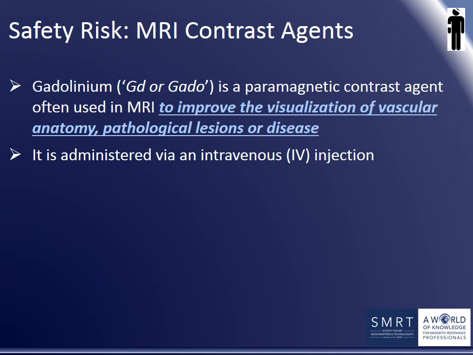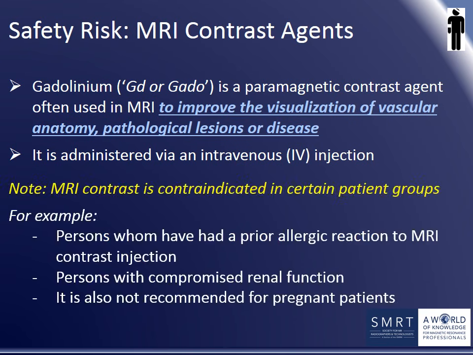Another safety risk in MRI is associated with MRI contrast agents. Gadolinium, commonly referred to as GAD or GADO, is a paramagnetic contrast agent that's used to improve the visualization of anatomy or to highlight pathological lesions or disease processes. It's administered intravenously where the dose is based on a patient's body weight. Gadolinium is contraindicated in pregnant patients, patients with poor renal function, and those who have had a prior allergic reaction to gadolinium.